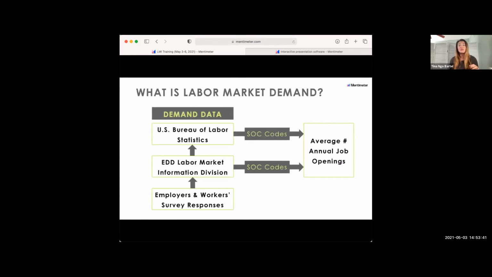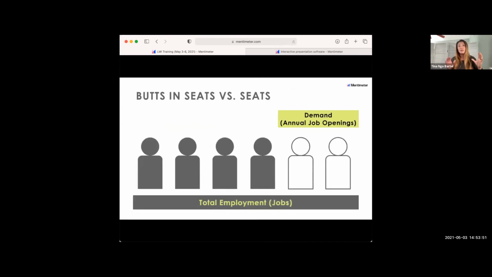So I mentioned earlier that we look at demand data using SOC codes. So for those of you that selected the SOC code, that is what we use for labor market demand. And then butts and seats versus actual seats, total employment is a number of jobs, but the number of available job openings, the available seats that we need to fill, that's demand. So the answer is those annual job openings, not projected employment.